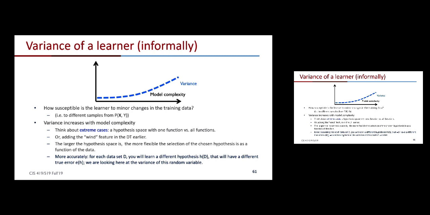More accurately, for each training set D, you will learn a different hypothesis, H of D, and this hypothesis will have a different true error, E of H. When I talk about variance, formally we're talking about the variance of this random variable, the true error, as a function of the complexity of the model. And hopefully intuitively you see that this is going to go up with the model complexity.